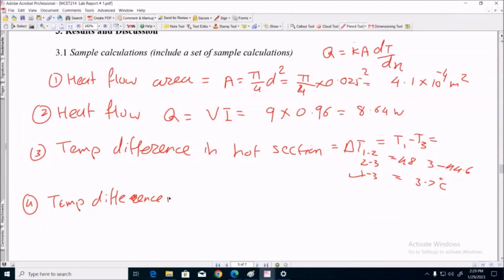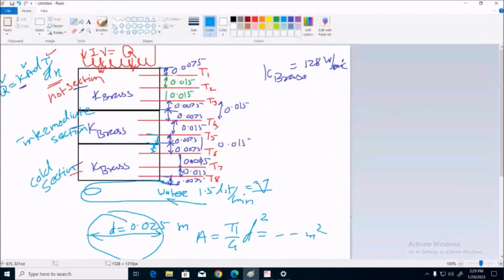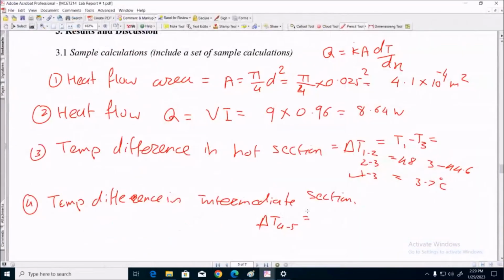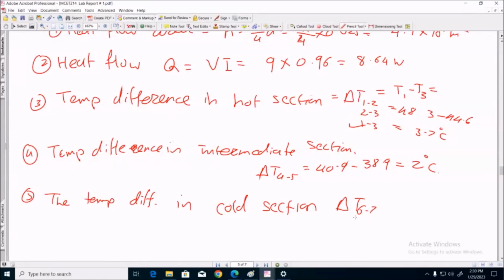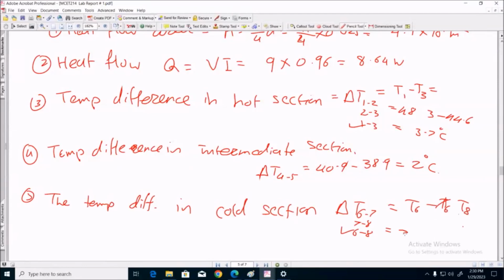Similarly, I can find out the temperature difference in the intermediate section, delta T 4 to 5. Check thermocouples 4 and 5 as I explained here, 4 and 5 in intermediate. Similarly, number 5, the temperature difference in the cold section: delta T 6 to 7, 7 to 8 or 6 to 8. So I will choose 6 to 8, T6 minus T8.